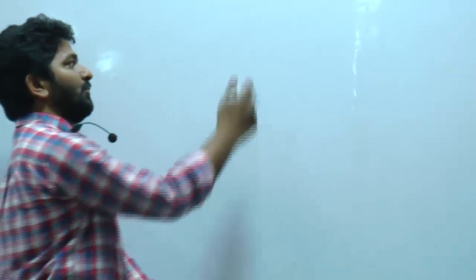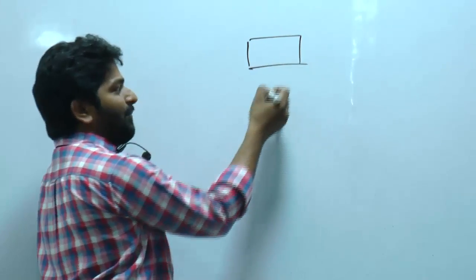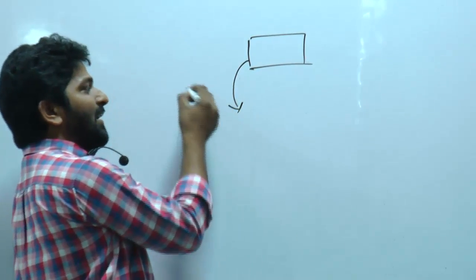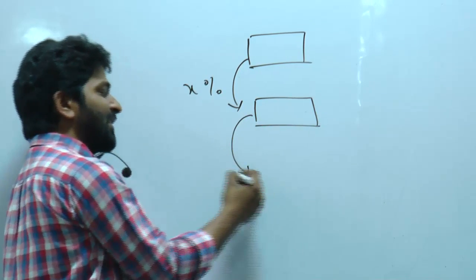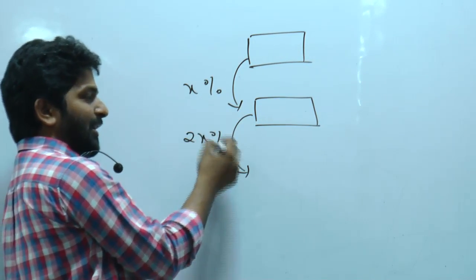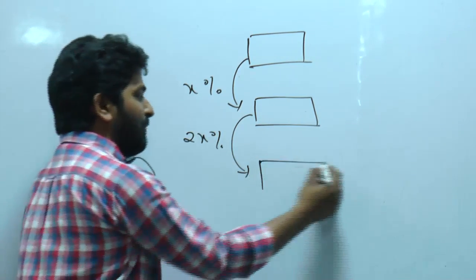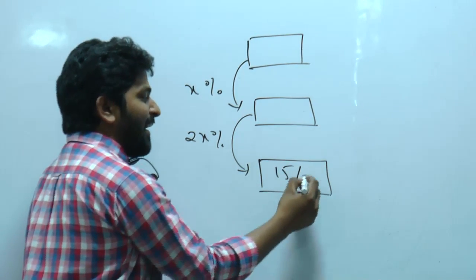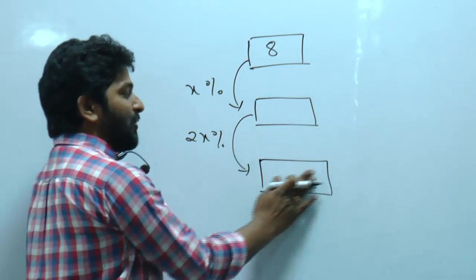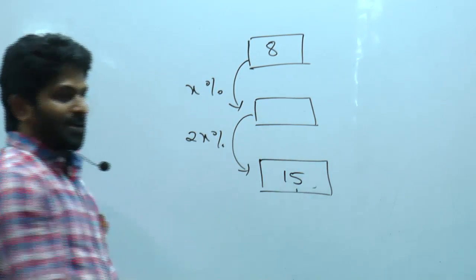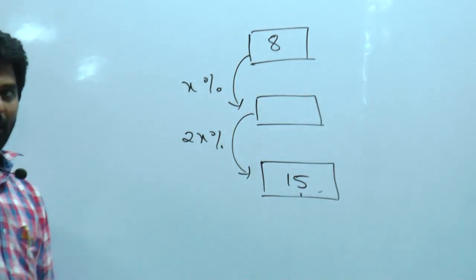Now, initial value. So we have some number here. We have increased its value by, let's say, x%, and then afterward again increased by 2x%, double the first increase. So now it becomes 15 by 8 times. So if you take your initial value as 8 parts, the final value becomes 15 parts. Now you need to calculate the x value here.